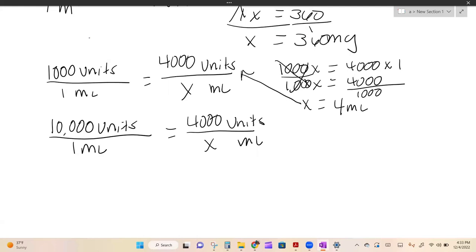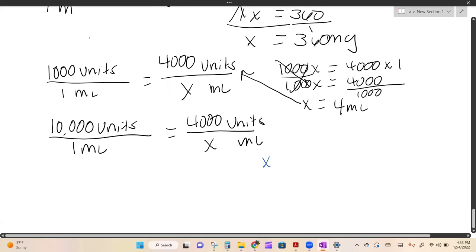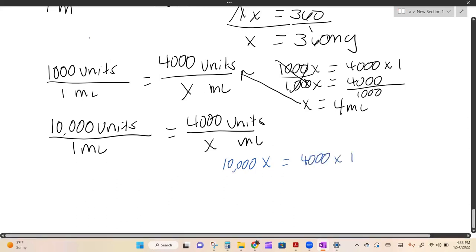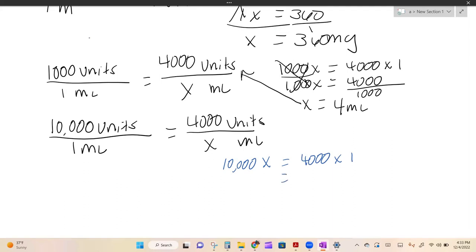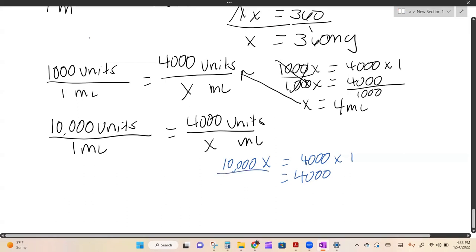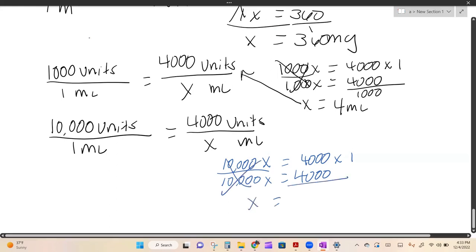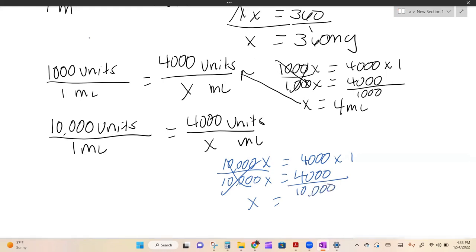Change the color. So we have 10,000x is equal to 4,000 times 1. Again, just like in the previous one, 4,000 times 1 is 4,000. We want to get the x alone, so we need to divide this side by 10,000x. So 10,000 crosses off, we just have x left. And then, of course, we have to do it on this side as well.